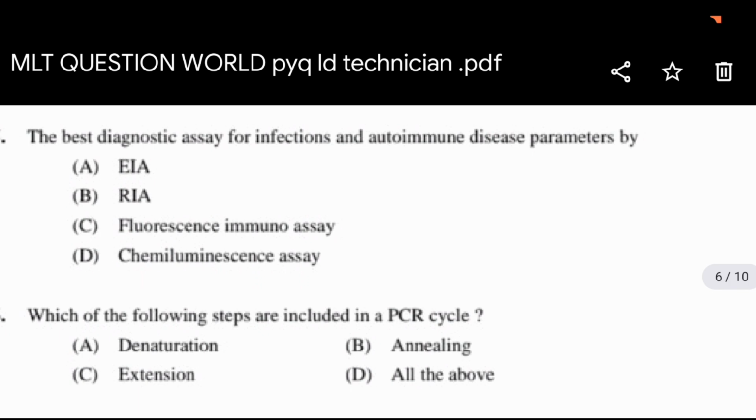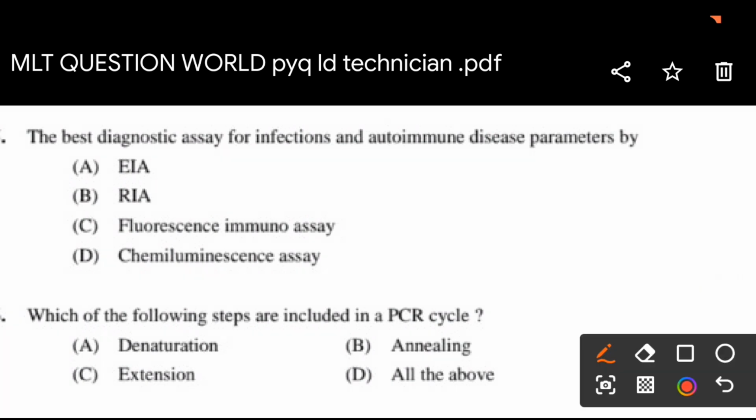Next one. The best diagnostic assay for infections and autoimmune disease parameters by EIA, RIA, fluorescence immunoassay, chemiluminescence assay. Infections and autoimmune disease parameters are best analyzed by chemiluminescence assay.